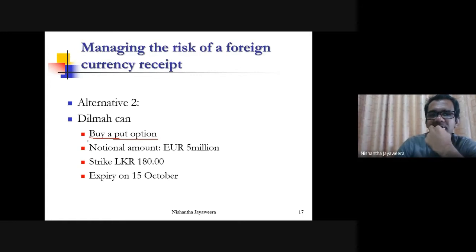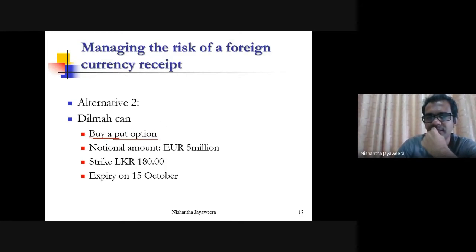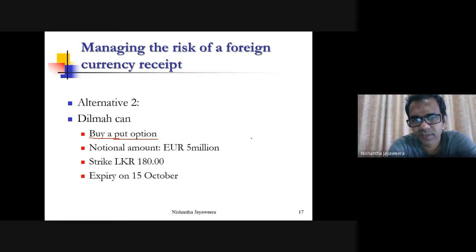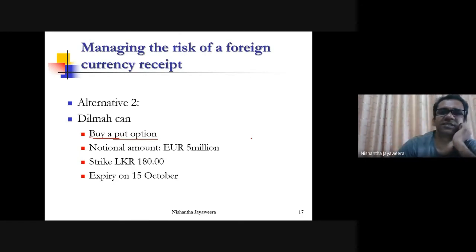What are the rights or obligations the buyer receives when the exporter buys a put option? What are the things the exporter can do? What are the rights? What are the obligations? Basically, what is a put option?